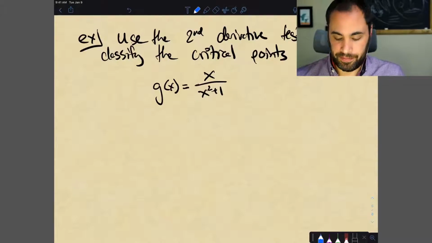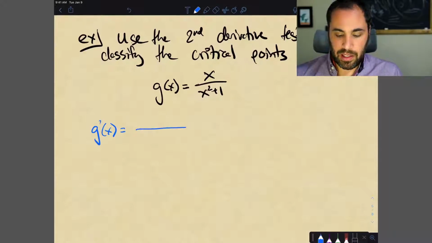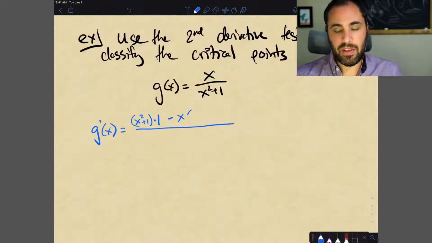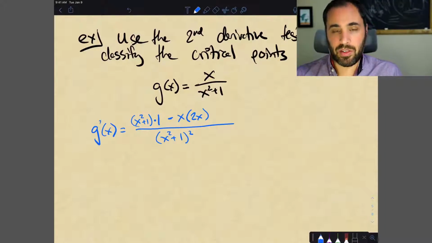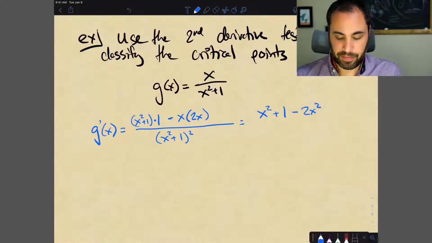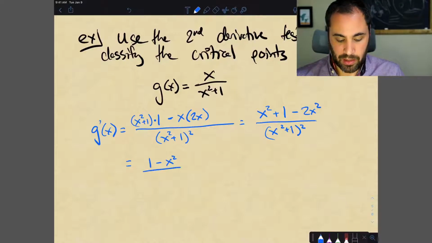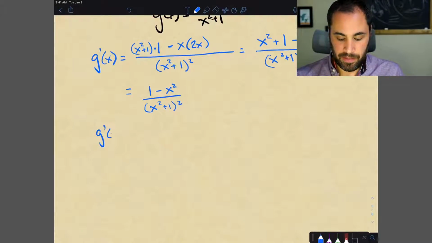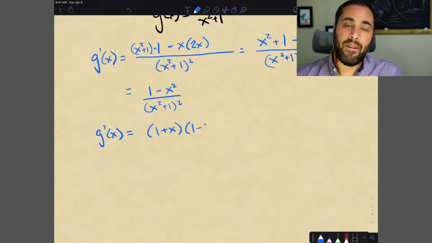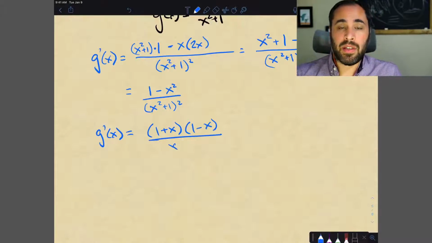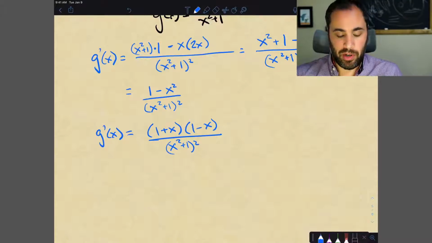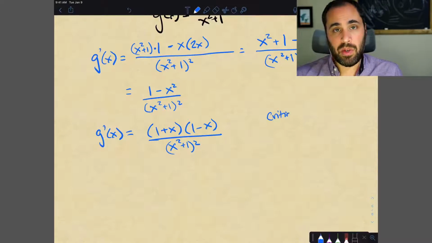So let's try this out. Let's use the second derivative test to classify the critical points of this function, g of x equals x over x squared plus 1. So I'll use the quotient rule to write down the derivative of g. And now the denominator will never be 0, but if I factor the numerator, I'll see that this function g prime has zeros when x is minus 1 or 1. That is, these are two critical points for g, the only critical points for g.